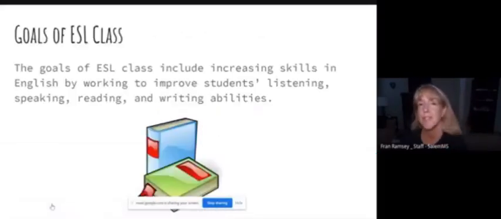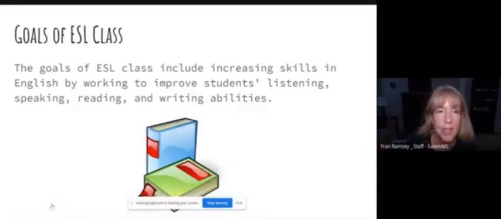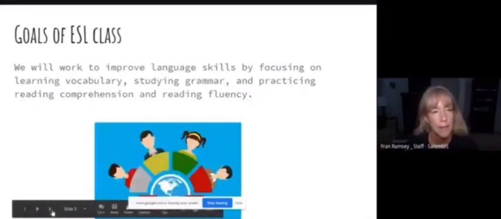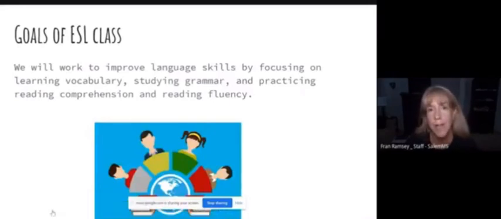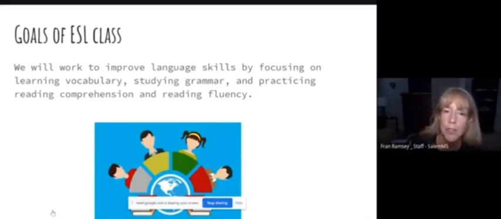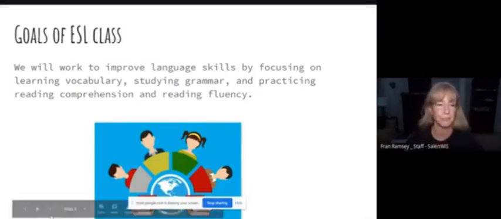ESL class, which stands for English as a Second Language. The goal of ESL class includes increasing skills in English by working to improve students' listening, speaking, reading, and writing abilities. We will work to improve our language skills by focusing on learning vocabulary, studying grammar, and practicing reading comprehension and reading fluency.